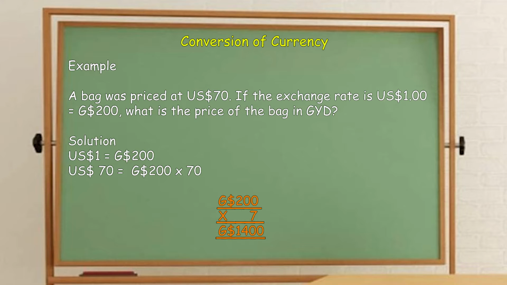So we have 1,400. What did we say when we're multiplying by multiples of 10? We add the 0 after. So that number becomes 14,000 Guyana dollars. Therefore, the price of the bag in Guyana dollars is 14,000 Guyana dollars.